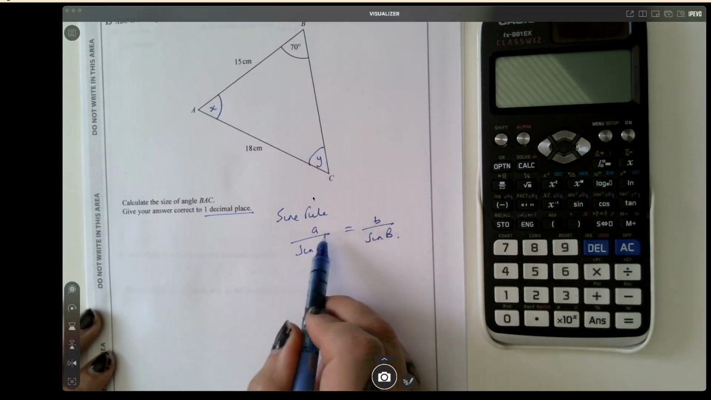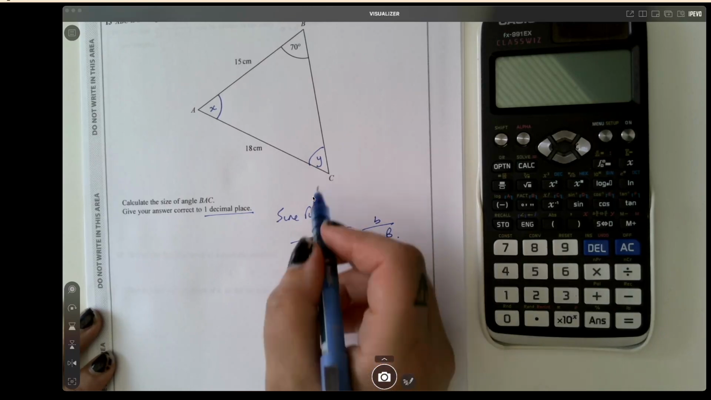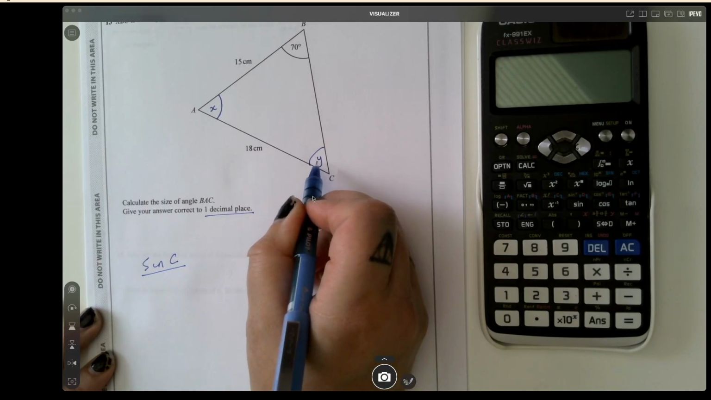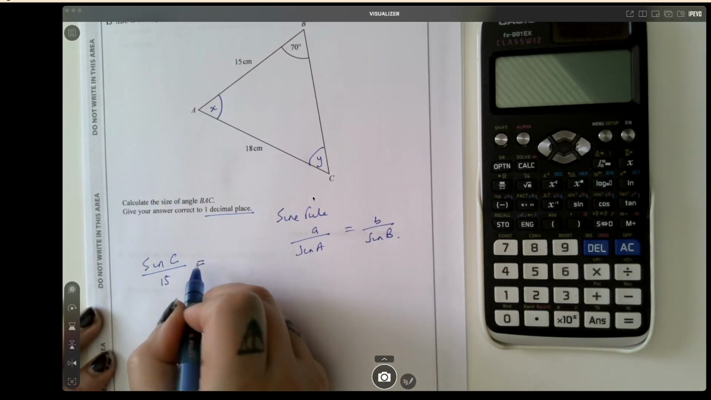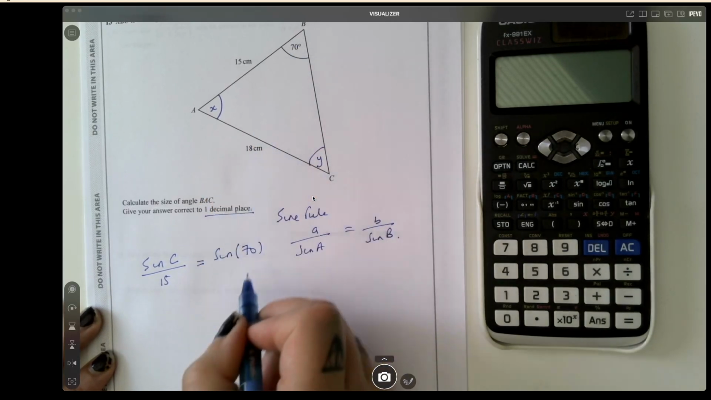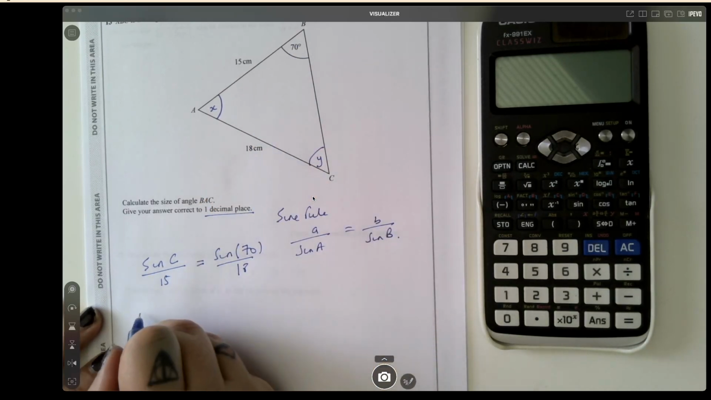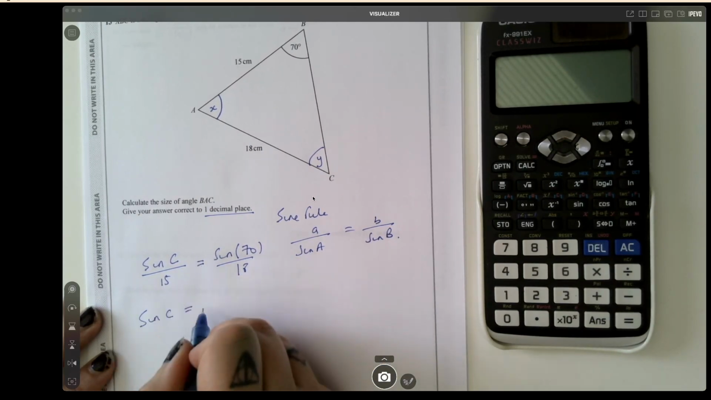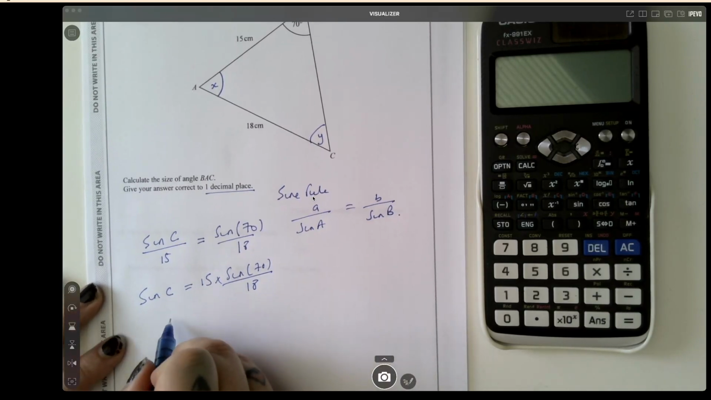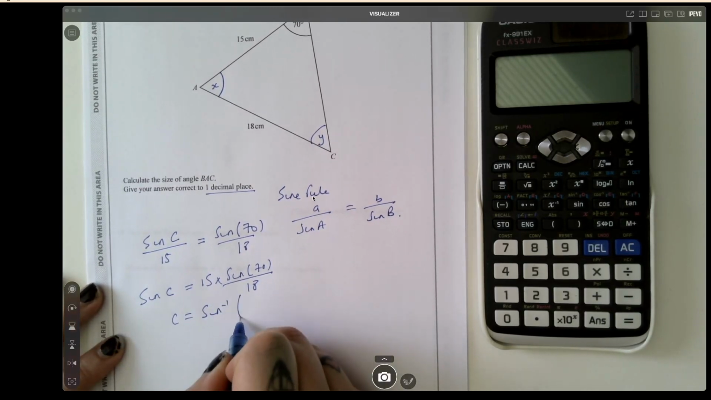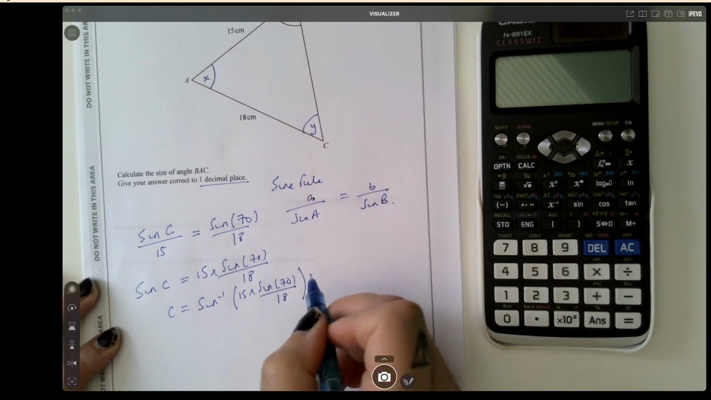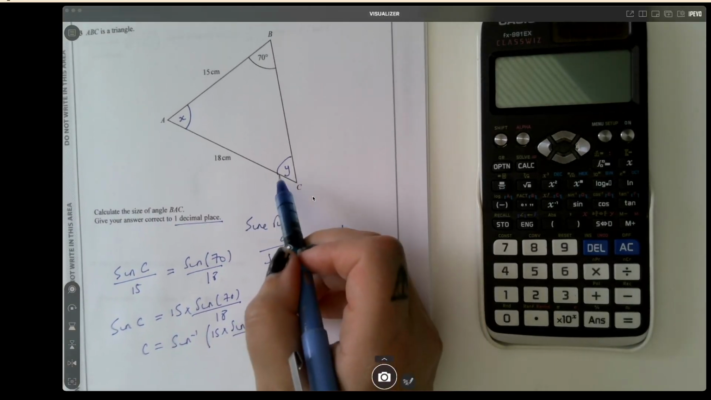So let's substitute in what we know. The first thing I'm going to do is flip the sine rule upside down because I'm finding an angle. So we're going to do sine of the angle at C, which is Y, over 15 equals sine of the angle at B, which is 70, over 18. So to find sin C, I would multiply by 15. And then to find C, I would do the inverse sin of everything on this side. That would give me the angle C.